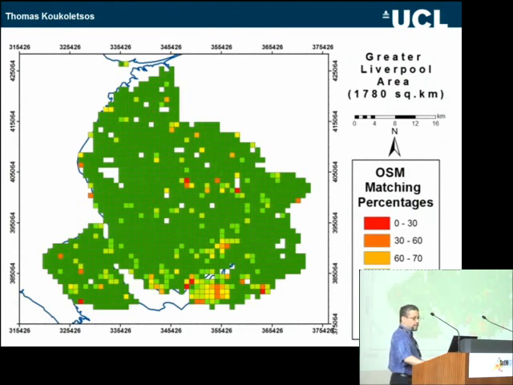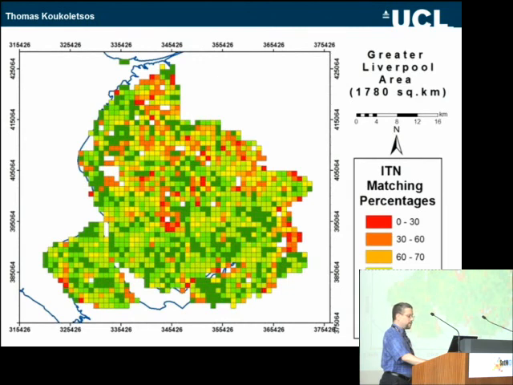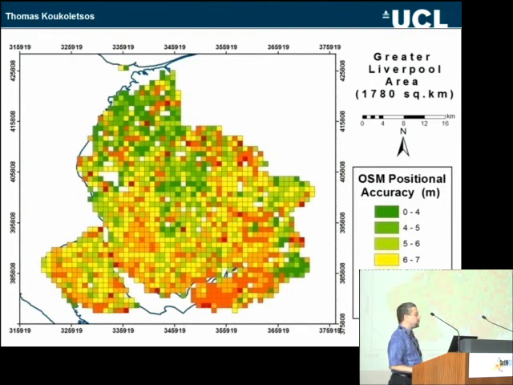And here's another area, the Greater Liverpool area. Starting with the matching percentage, you can see the whole area and the ITN matching. So you see that in Liverpool, the coverage is less good than what we have in London. But what is also interesting is that now that we have the matching, we can check for positional accuracy. As it goes into the red, it means that the distance between the two lines is greater.